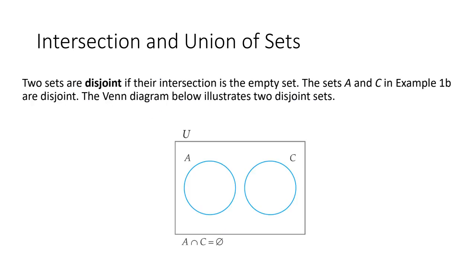And so our next one, we're going to have two sets are disjoint if their intersection is empty. In other words, they don't have anything in common. And we use the empty set as our answer because they have nothing in common.